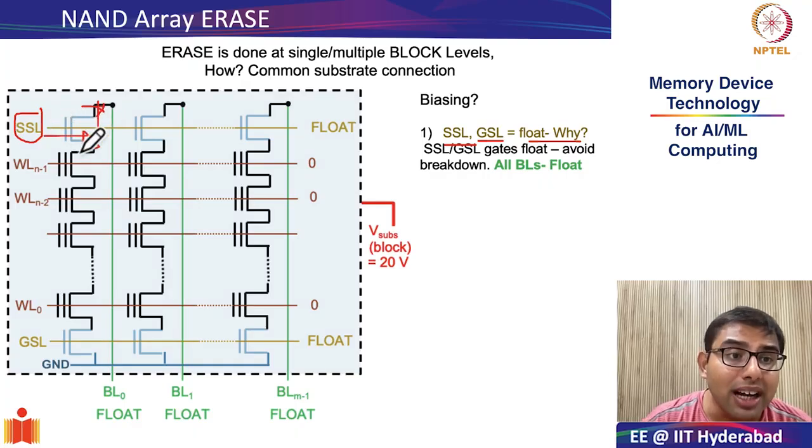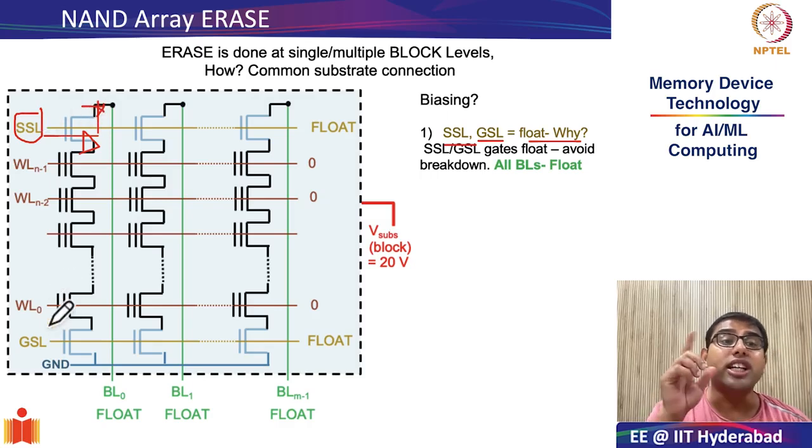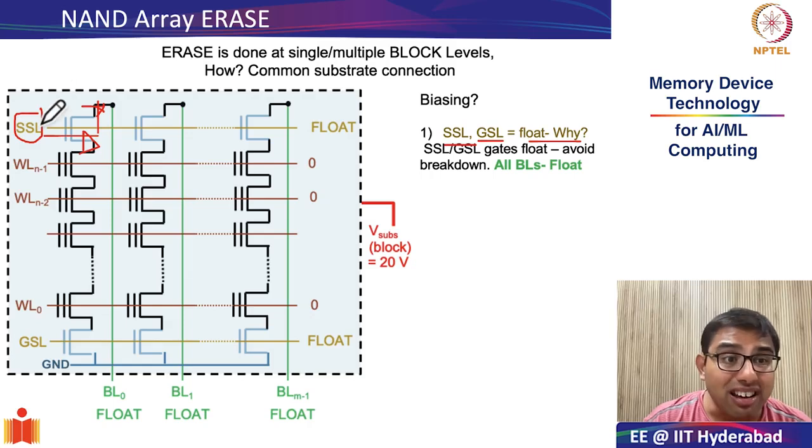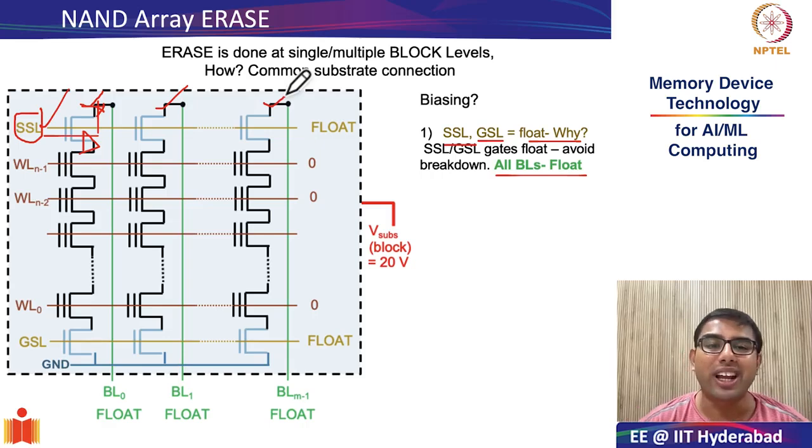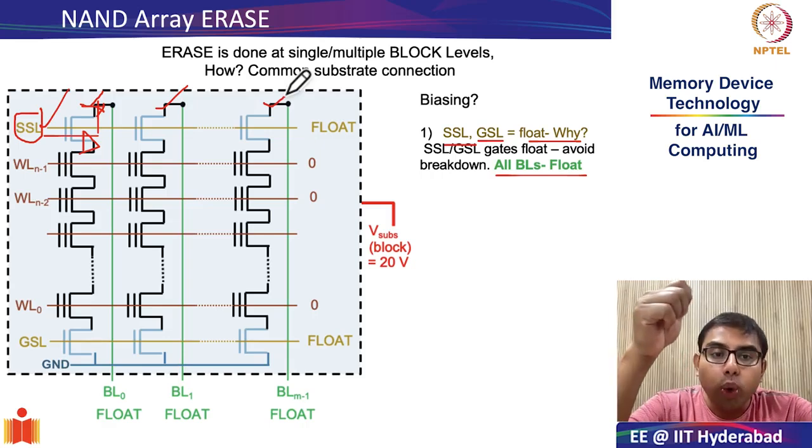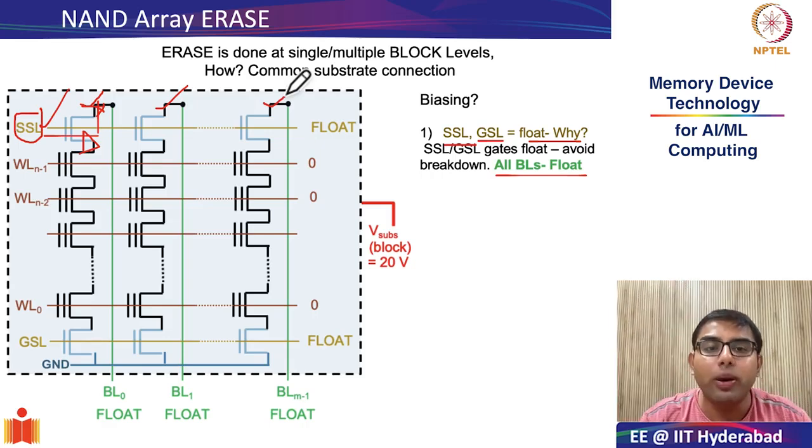So to prevent the breakdown of the source select line transistor and gate select line transistor, it is ensured that the gate terminal and the drain terminal, which are the respective bit lines, are kept in floating condition. Then only you can have plus 20 volts applied to the substrate.